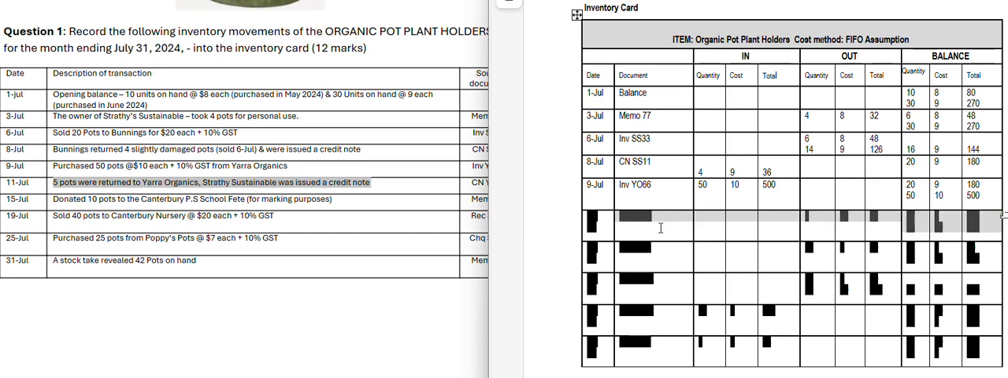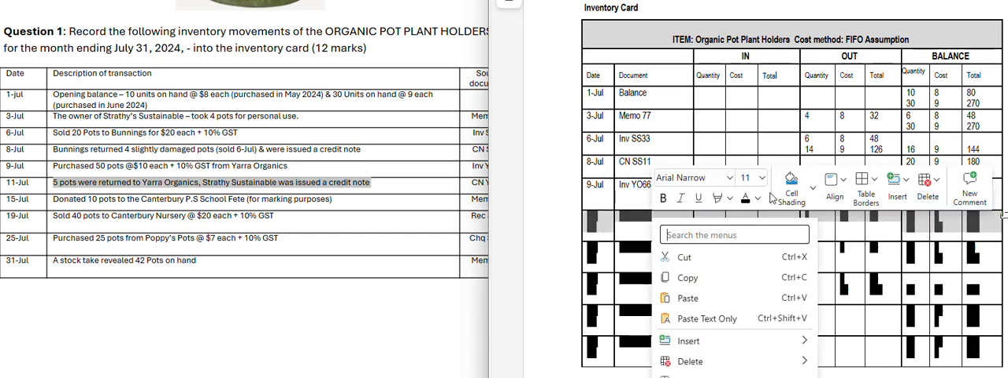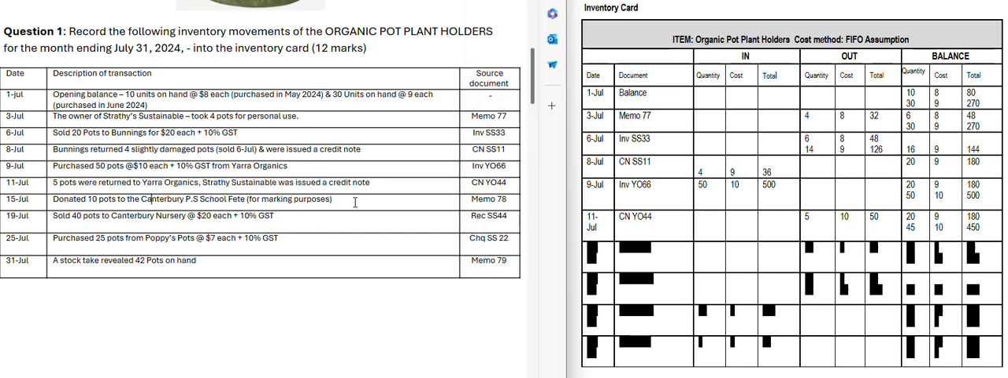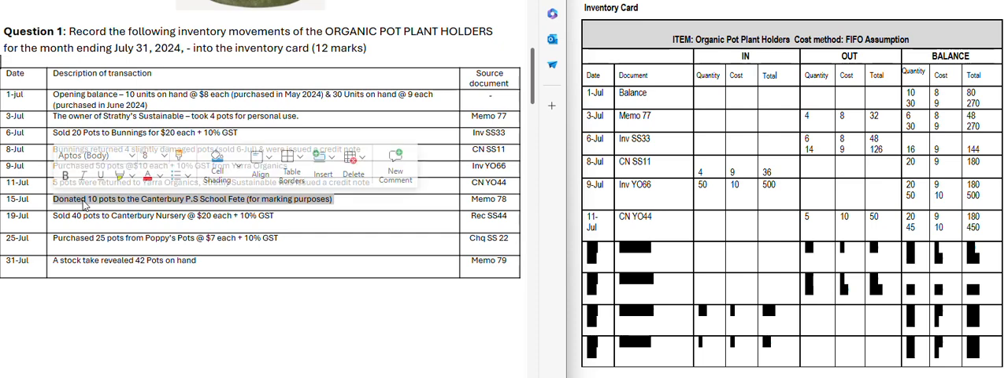So let's have a look at what that looks like in the inventory card. Again, make sure you identify your source document. So we support the verifiability QC, 5 at 10, and so we've updated our balance. Okay, now we're on the 15th. We've donated 10 pots. That's advertising. That's how you'd record it in the GJ, but I'll save that for a future clip.